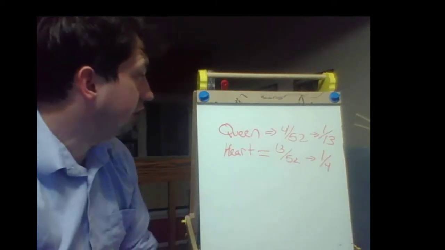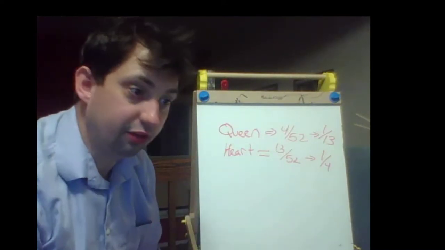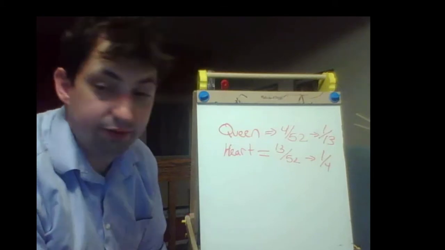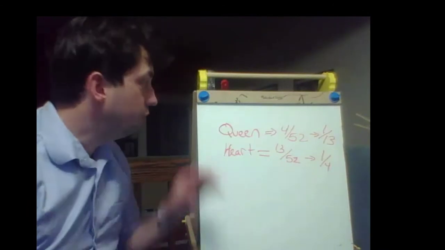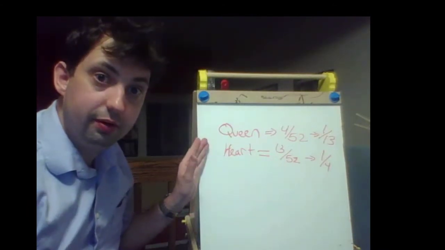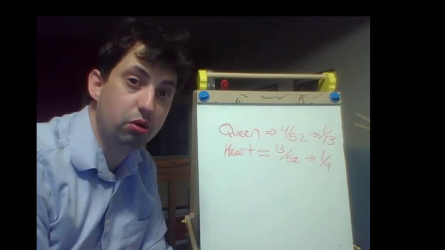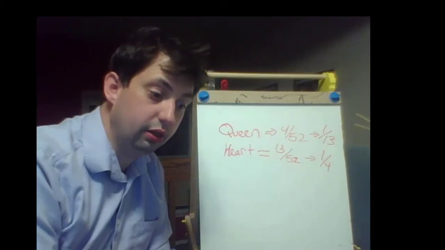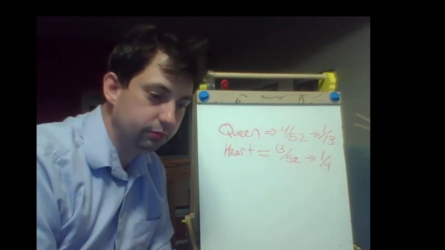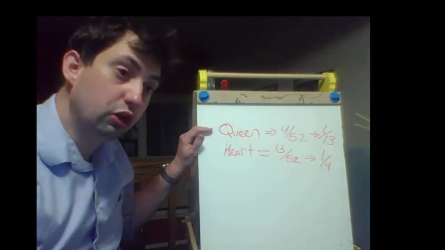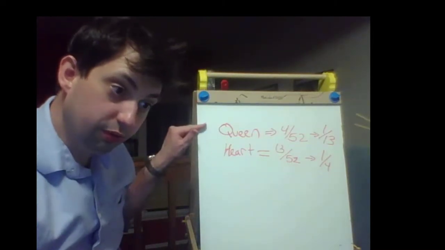Well, we can't just take 4 out of 52 plus 13 out of 52 and say, well, that's the probability. It's 17 out of 52. We can't do that because this one is not mutually exclusive to this one. Just because you are pulling a queen does not mean you cannot also pull a heart. Unlike a d20, when you roll a 1, that means you cannot roll a 2. But you can pull a queen that is also a heart. You have to include the one that's both. So these are not mutually exclusive.